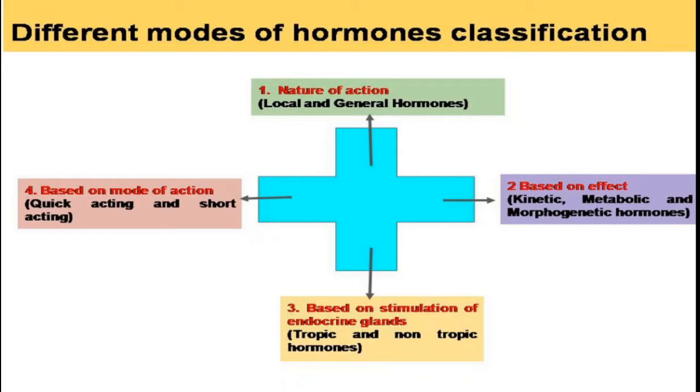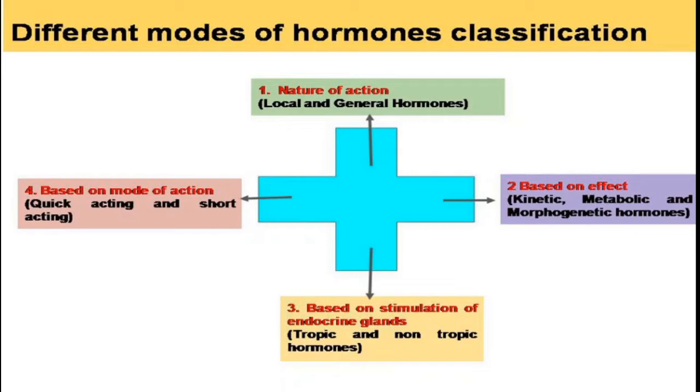Second, based on effect, hormones are divided into three categories. Kinetic hormones, which are secreted by neural means, may cause pigment migration, muscle contraction, etc. For example, epinephrine and MSH are examples of this.